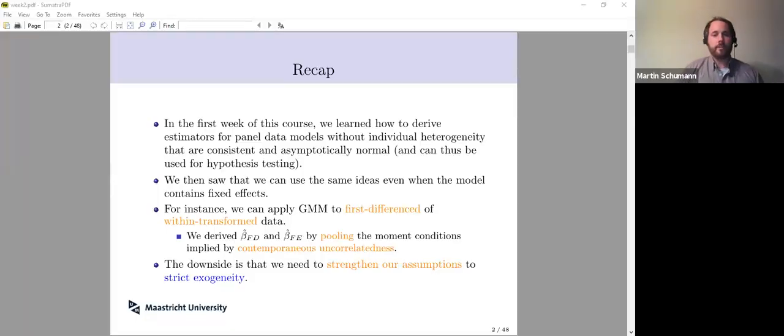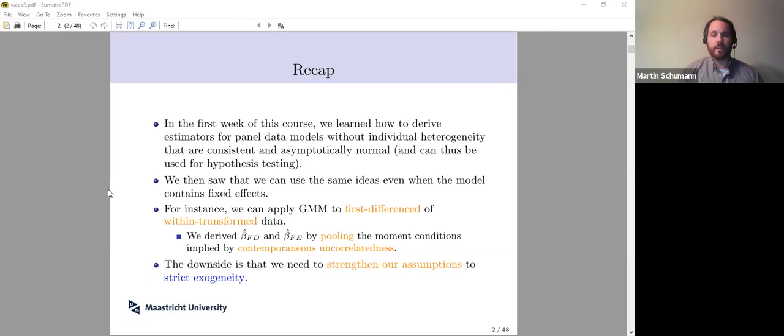So the first part is a little bit of a recap of what we did. As you remember, we did panel data without individual heterogeneity, and then we used pretty much the same ideas even when the model contains some fixed effects. So what we've learned is that we can simply apply the same idea, GMM, after applying a certain transformation, for instance, first differencing or the within transformation. In today's tutorial, we also saw that in some special cases, they are actually absolutely the same. So when T is 2, they're exactly the same.